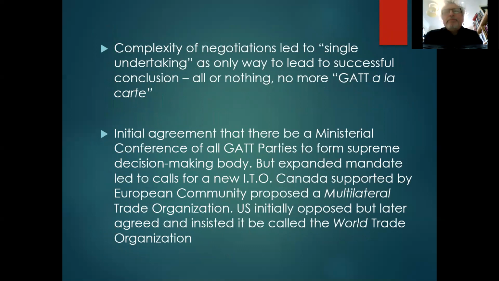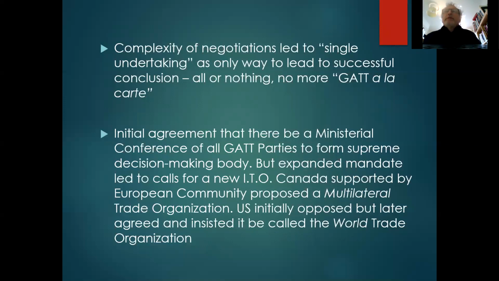Now, so complex. How do you negotiate with different interests, different types of countries that are net exporters of certain things, countries that are net importers of certain things? Well, it was decided early on that the only way to make the negotiations work was to treat negotiation as a single undertaking.